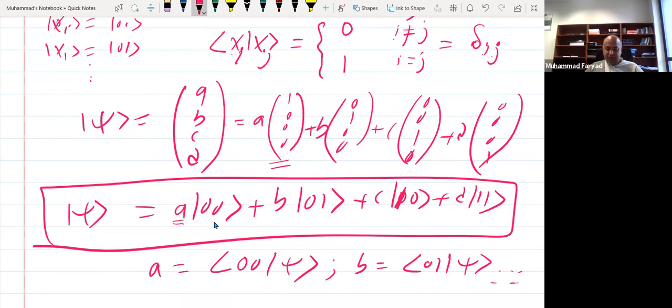So you can think of it as a 4-dimensional space, and these as your unit vectors. Maybe x, y, z, w unit vectors, and then this is x component, y component, z component, and w component, and so on.